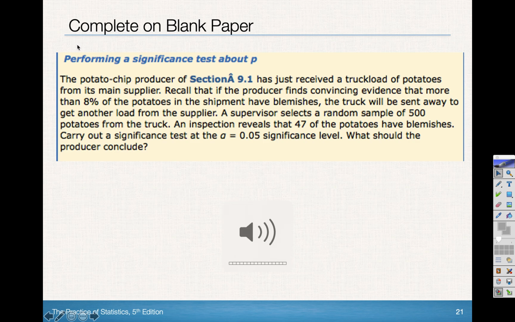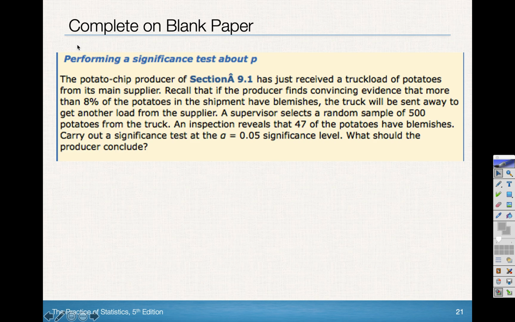Hello and welcome to part 2 of section 9.2. Here we will be talking about type 2 error and the power of a test. So the significance test that we are looking at in this section is a 1 proportion z test, and this is an example that we'll be focusing on today. So pause the video and read this example.